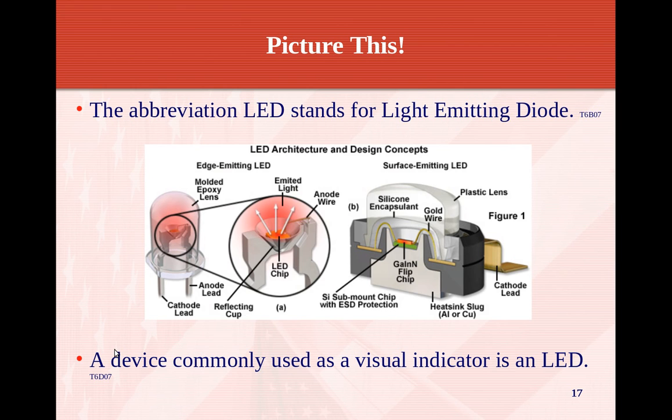A device commonly used for a visual indicator is an LED. So that's the most common use for indicators instead of bulbs, because one thing is they're very efficient. Two, they very rarely blow out, unlike a lamp, and they throw out a lot of light.